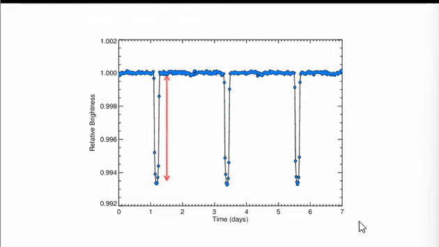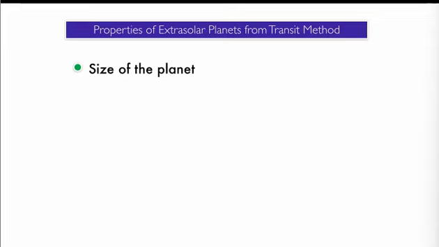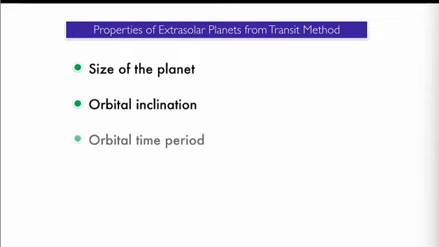So in the transit method, one can measure the size of the planet, how big it is. Remember, in the radial velocity method, we could measure the mass of the planet, how massive something is. Here we are measuring how big it is, whether it is big or whether it is small. We can also measure whether the orbit of the planet is inclined in any way with respect to the plane of the sky. And we can also find out how far away the planet is and therefore what is its orbital time period.